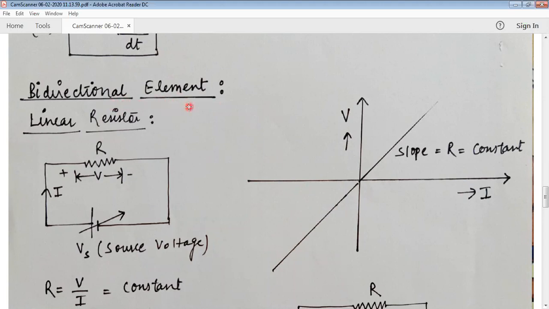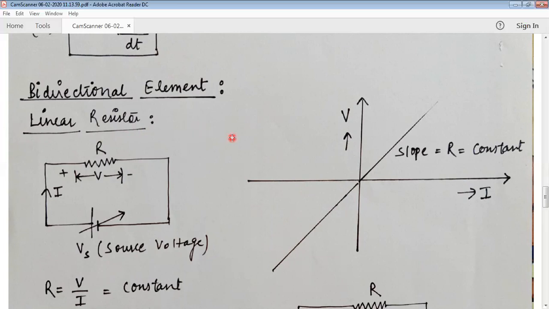When the element properties and characteristics are not depending on the direction of the current, whether the direction of the current is forward or backward, or reverse direction, those elements are called bidirectional elements. And what are linear resistors? When an element obeys Ohm's law, then the element is called a linear resistance.